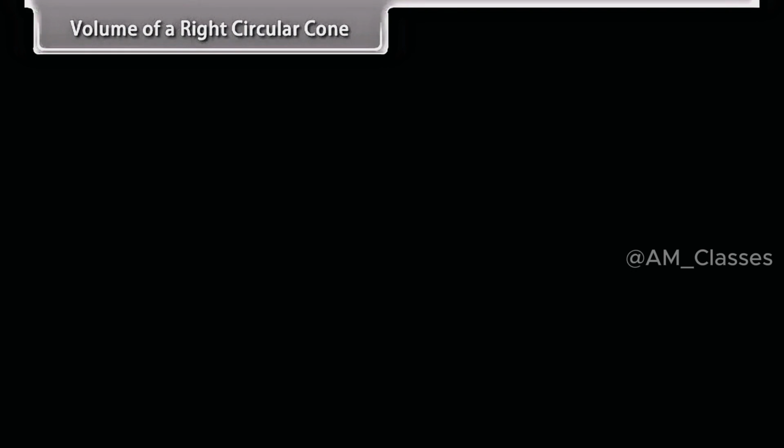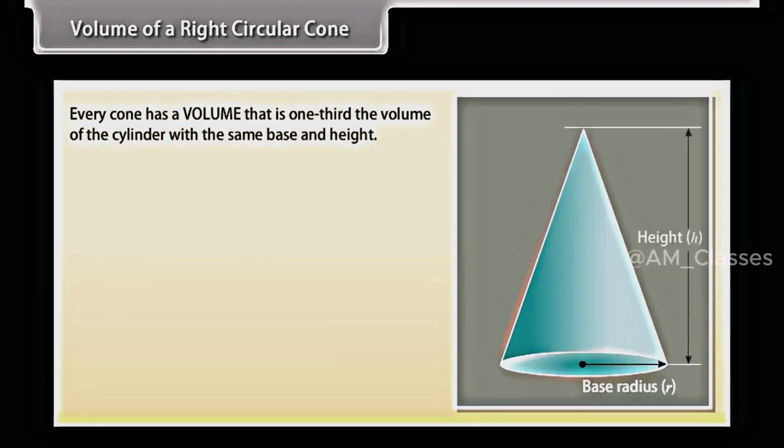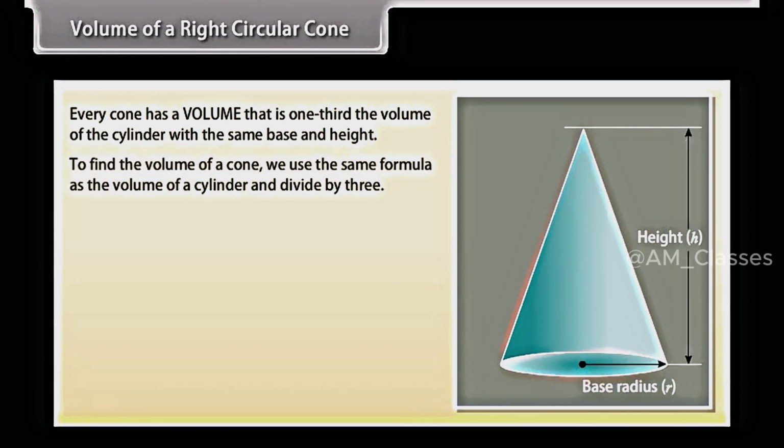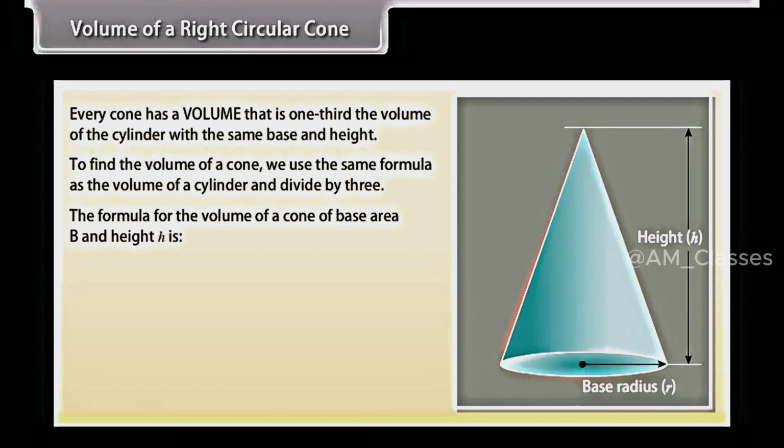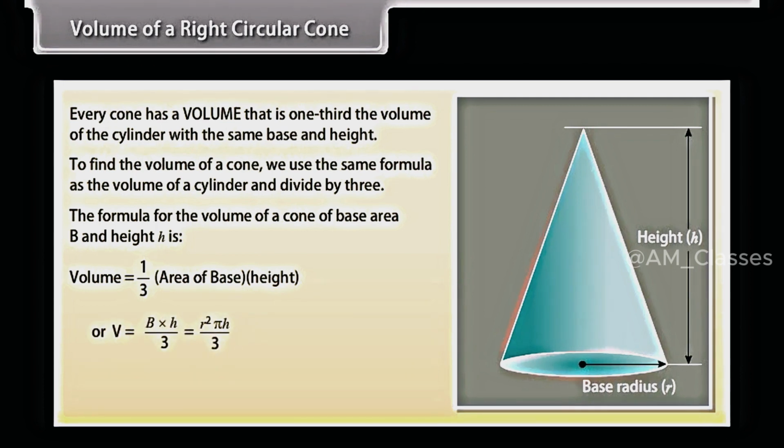Volume of a right circular cone. Every cone has a volume that is 1/3 the volume of the cylinder with the same base and height. To find the volume of a cone, we use the same formula as the volume of a cylinder and divide by 3. The formula for the volume of a cone of base area B and height h is volume equals 1 upon 3 into area of base into height, or V equals B into h whole upon 3, equal to r square pi h whole upon 3, or 1 upon 3 pi r square h.